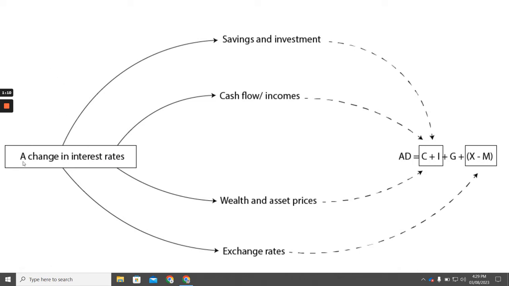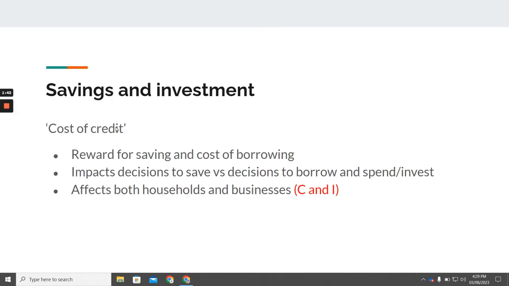Over here, you can see that the change in interest rates has 4 different unique impacts on aggregate demand. And the first 3 here, the savings and investment, the cash flows, the wealth and asset prices, all work to influence the level of consumption and investment, and the exchange rate channel will impact the level of X and M. But again, they all work to do the same thing. If there is an increase in the cash rate, they will all decrease aggregate demand, and vice versa. If there's a decrease, they'll all work to increase aggregate demand. Okay, let's go through the channels.